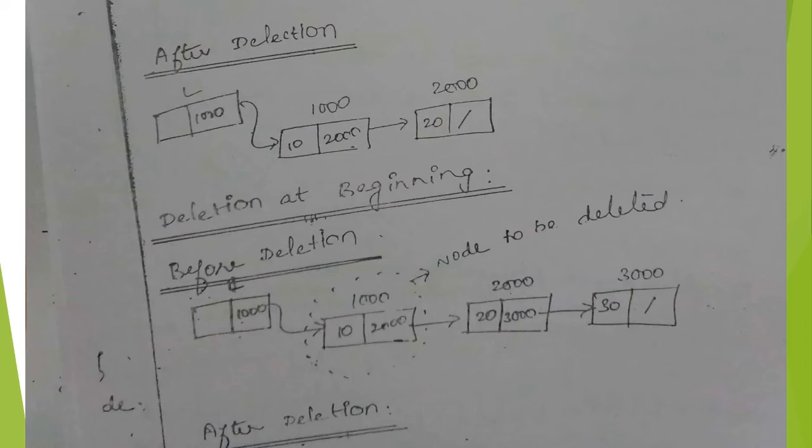Next one is deleting a node at the beginning of the list, that is the first node. The first node is usually connected with the header node. This header node's name is L.